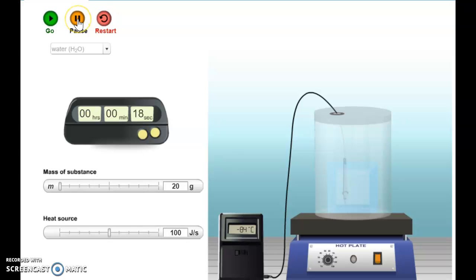So we'll go ahead and hit go, and we want to see when it starts to melt. All right, so 2 minutes, 4 seconds at 0 degrees, the ice begins to melt. All right, at 3 minutes and 4 seconds, it is now fully a liquid. That's at 0 to 2 degrees Celsius.